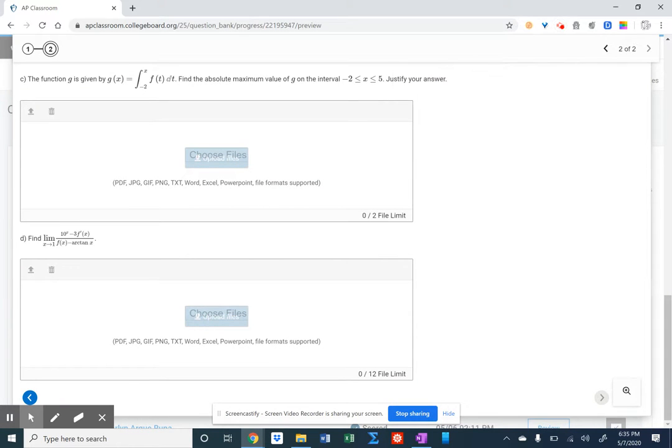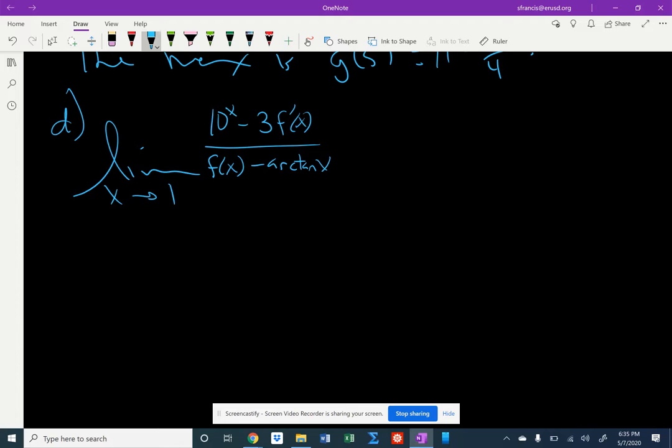And lastly, we got to find this limit. Now, I said recently that if you see a limit on the free response question of the AP exam, you're probably doing L'Hopital's rule. I found a problem that proved me wrong. So no, this is not a L'Hopital's rule problem. If you actually just do direct substitution here, you're going to end up with 10 minus 10 to the first power minus 3 times f prime of 1 over f of 1 minus the arctangent of 1. You don't even have to know what the arctangent of 1 is.